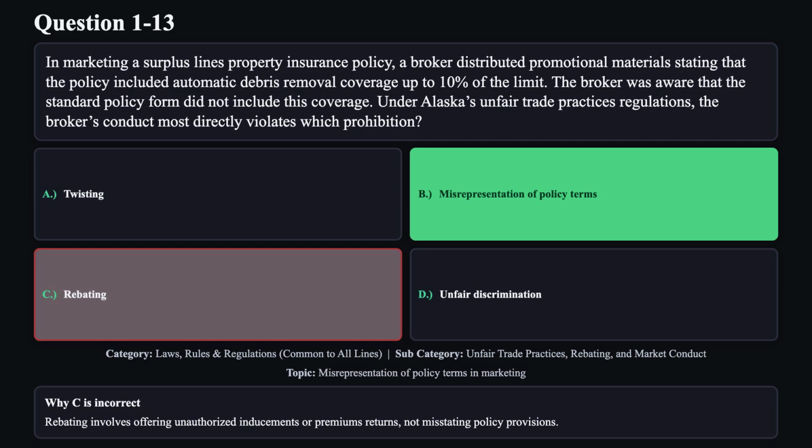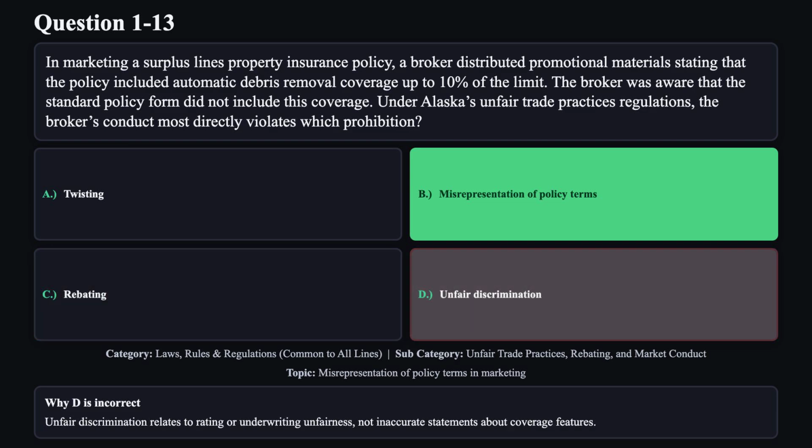Rebating involves offering unauthorized inducements or premium returns, not misstating policy provisions. Reason D is not correct. Unfair discrimination relates to rating or underwriting unfairness, not inaccurate statements about coverage features.